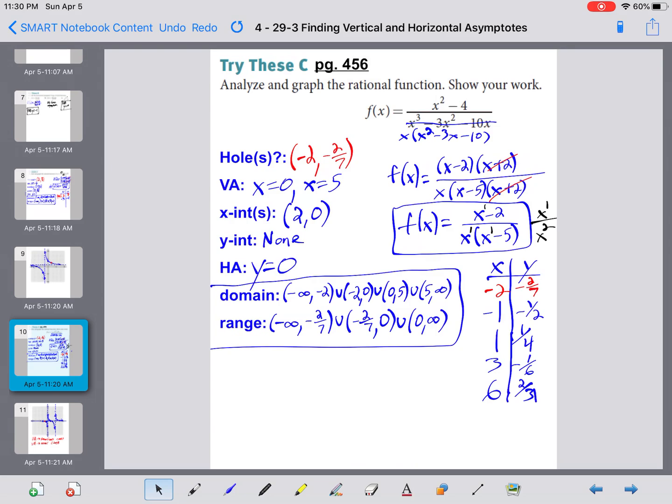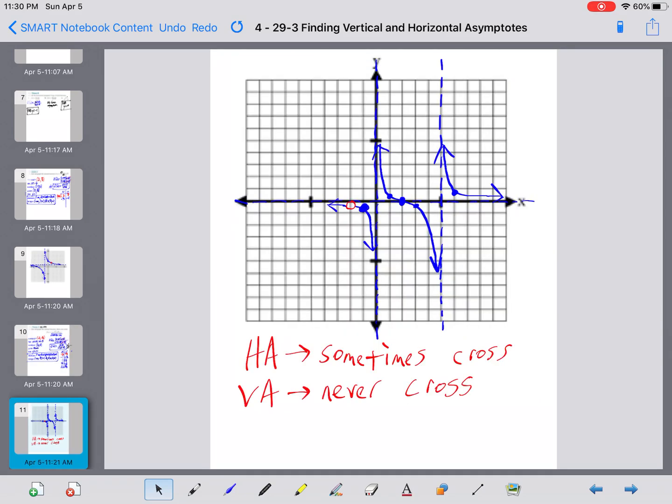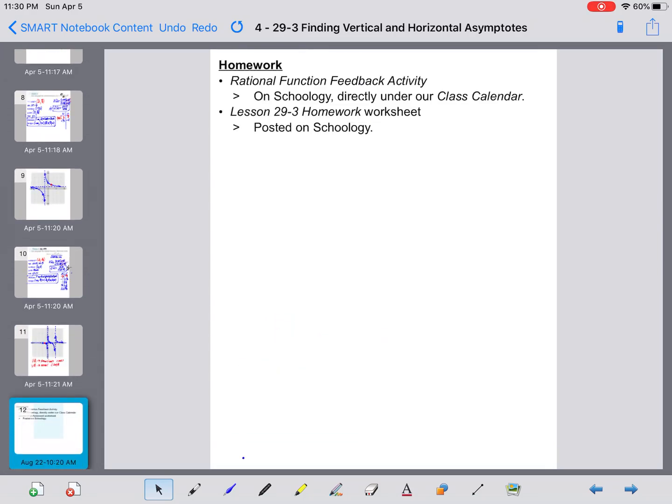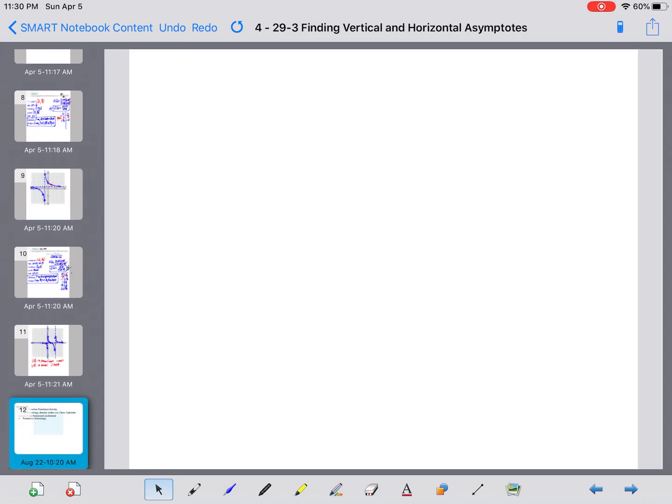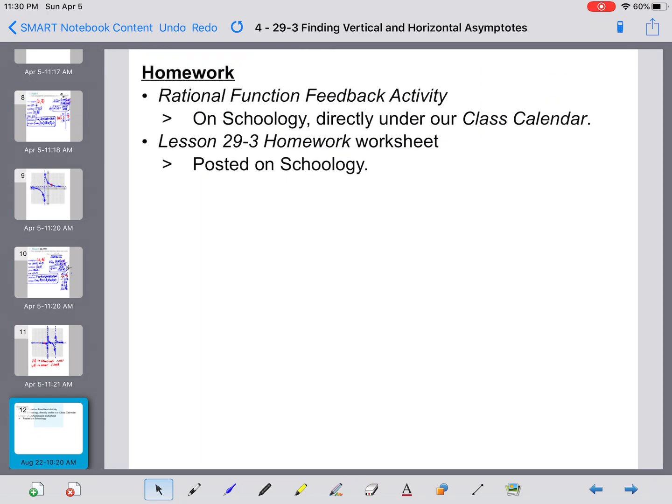All right, so that's what the graphs are going to look like tonight. A little time consuming. I think we gave you 5 or 6 to work on. This should be over the next 2 days, not that much. Homework tonight, or today, you're going to do 2 things. There's a rational function feedback activity that's on Schoology. Now you can take that as many times as you want until you get 100%, so keep doing it. The order of the questions will be mixed up and the answers will be mixed up, so you got to know what you're doing. But if you don't get 100, take it again.